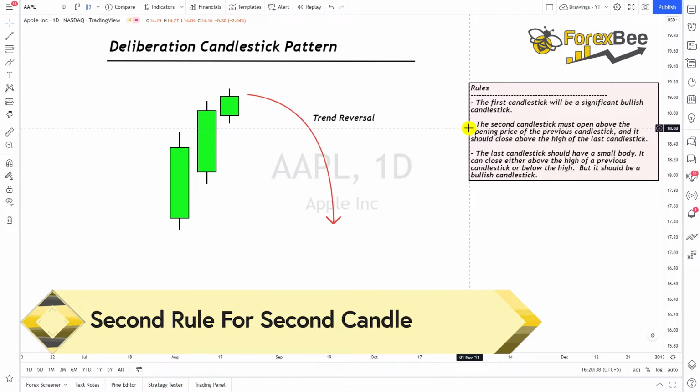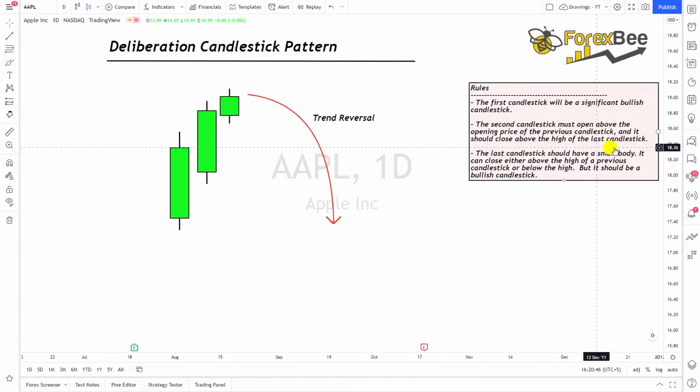The second rule is that the second candlestick must open above the opening price of the previous candle, and it should close above the high of the last candle. So that means that here we can see the second candle should open inside the body of the first candle, or it should open above the opening price of the first candle. So in this case here, we can see the opening price of the second candle is inside the body of the first candle. And another thing about the second candle is it should close above the high of the first candle. So here you can see that this second candle is closing above the high of the first candle.